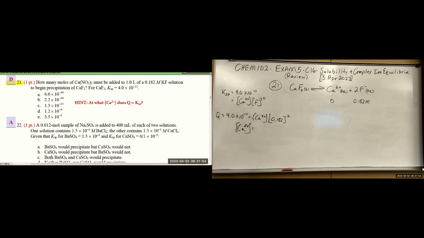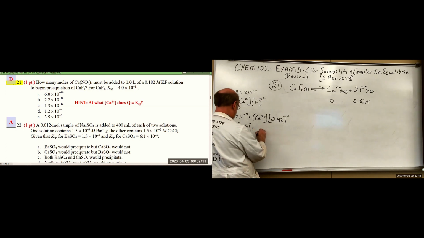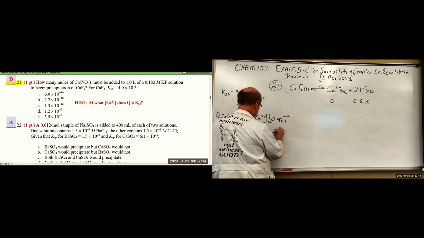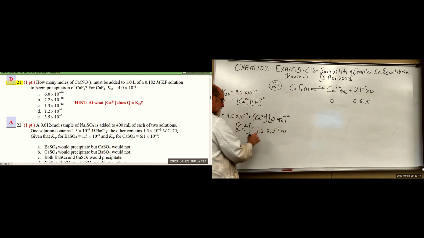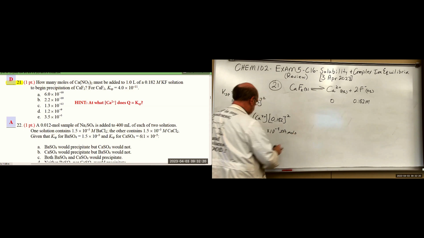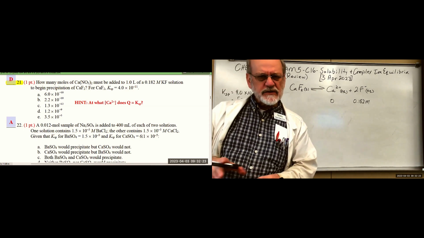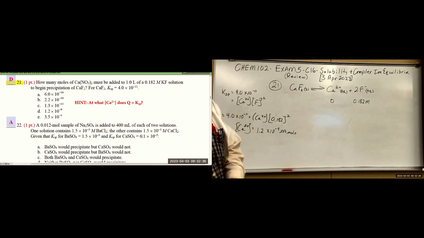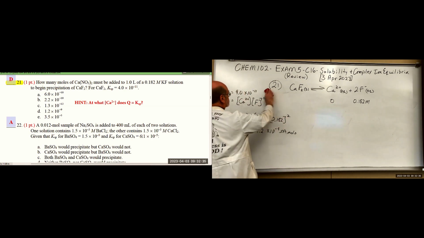So we need to square 0.182 and then divide it into 4 times 10 to the minus 11. And that's 1.2 times 10 to the minus 9 molar, but we're in 1 liter, so that's equal to moles. 1.2 times 10 to the minus 9, which is D. Right, I was making this too hard. It's really much simpler than it looks.